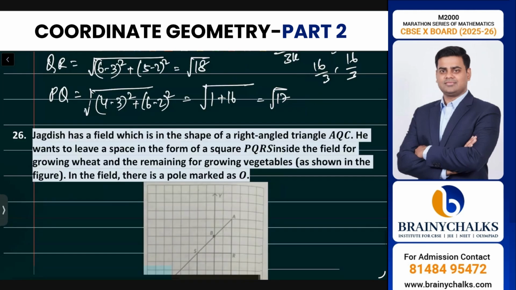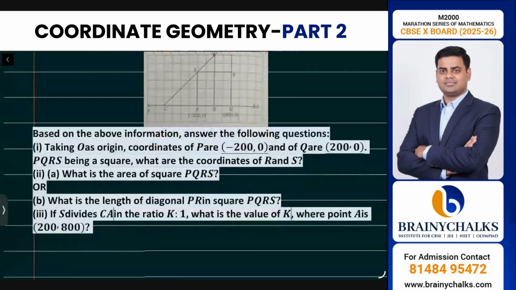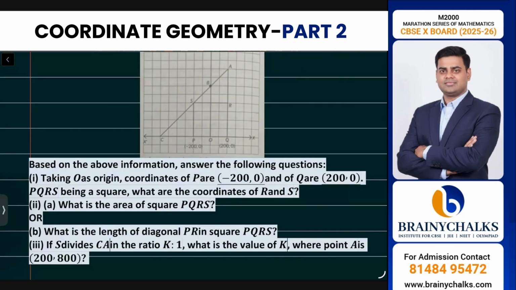Jagdish has a field in the shape of a right angle triangle AQC. He wants to leave a space in the form of a square PQRS inside the field for growing wheat and the remaining for growing vegetables as shown in the figure. In the field, there is a pole marked as O. Based on the above information, answer the following question taking O as origin. So origin means 0,0. Coordinates of P are minus 200, 0. Q is 200, 0. PQRS being a square, what are the coordinates of R and S?